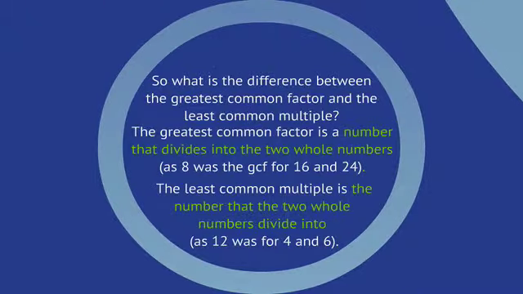So what is the difference between the greatest common factor and the least common multiple? The greatest common factor is a number that divides into two whole numbers, as 8 was the GCF for 16 and 24, so it's a factor. The least common multiple is the number that the two whole numbers divide into, as 12 was for 4 and 6, so we're looking for multiples.